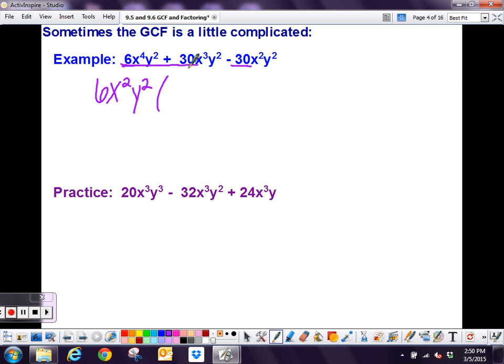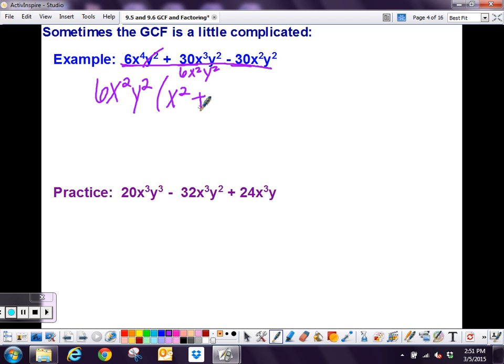Okay, now we're going to divide all of that by 6x squared y squared, and we're going to write what's left. So from this first term, I took 2 of the 4 x's out, so I'm still left with 2 x's. Those y's canceled out.